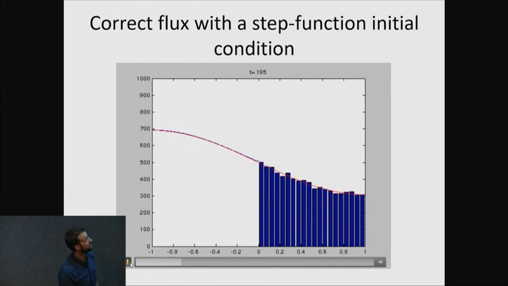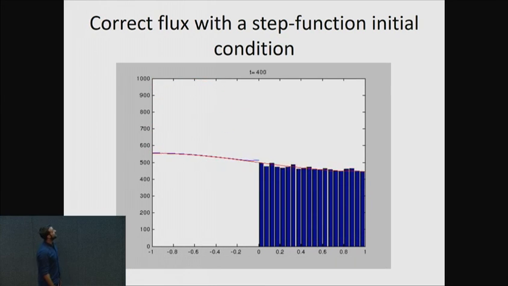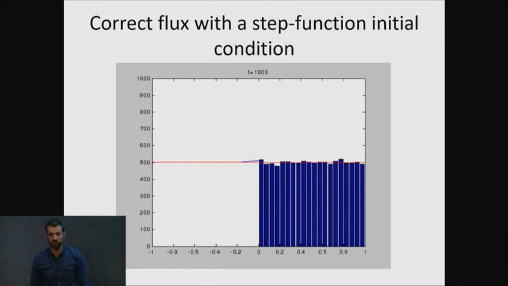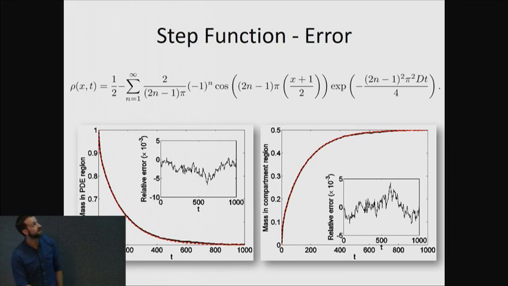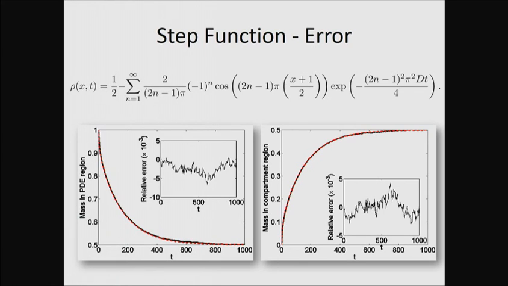I'll just play the movie, and you can see again that at least by eye the hybrid method seems to be matching the analytical solution of the mean field PDE, the mean field diffusion equation. Okay, so here, this is the Fourier series solution of the diffusion equation with that initial condition. The red curve is the proportion of mass you'd expect to see in the PDE region, and the black curve is the proportion you actually do see in the hybrid method.